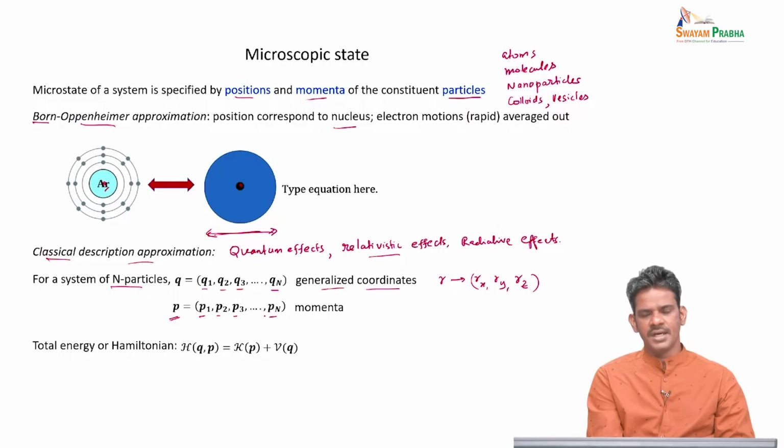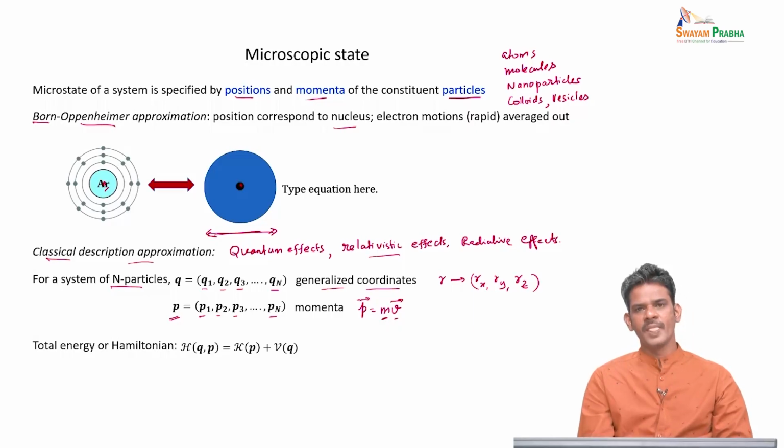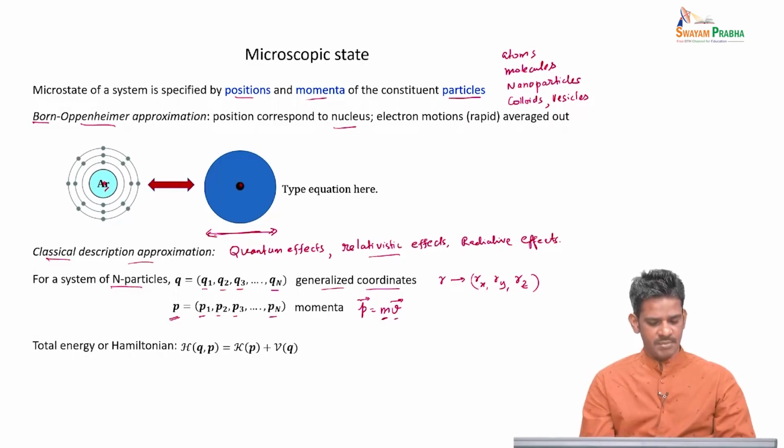That means for each particle we specify the momentum, and momentum here p is defined as m times v, where m is the mass and v is the velocity. Okay, so these are vectorial quantities. So describing a microstate of a system essentially means specifying all the positions and all the momenta of the particles in the system. So that's what we mean by microstate.